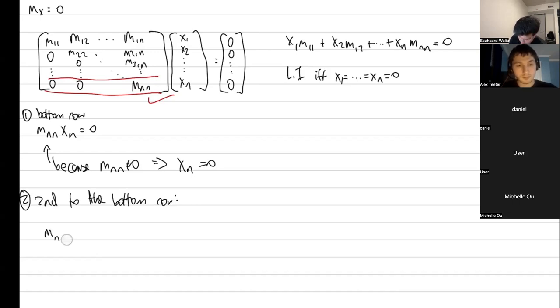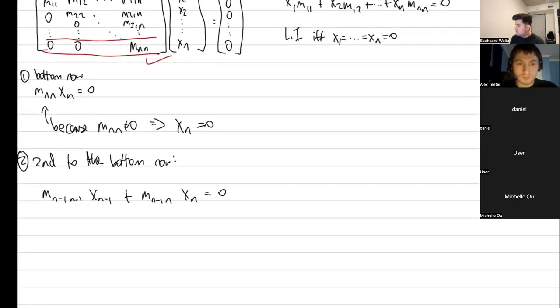mn minus 1, so it'll be the second to last row. So it'll be mn minus 1, n minus 1, multiplied by xn minus 1, and it will be plus mn minus 1, n, xn, and that's equal to 0. Can everyone see why I've written it this way, right? Because the first subscript in these situations is always the row number. And since we're in the second to last row, these will be the same. But the second element represents the column number, and we have one element here and one in the last column. So after we've written this, we make use of this.